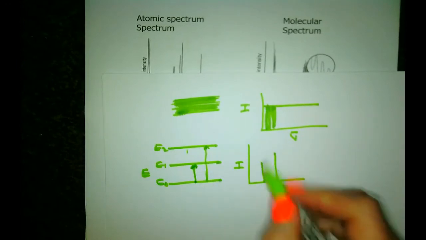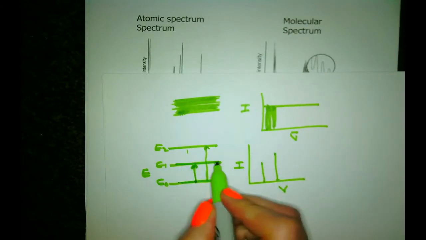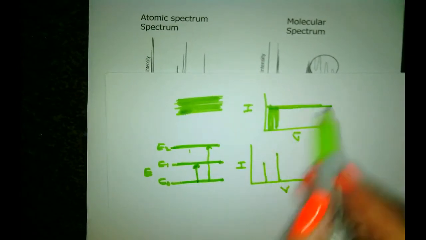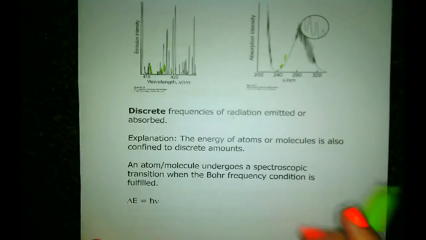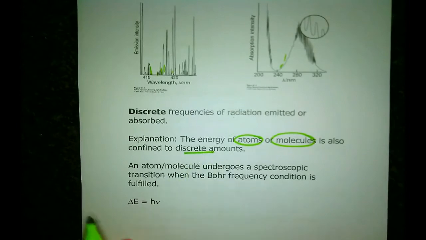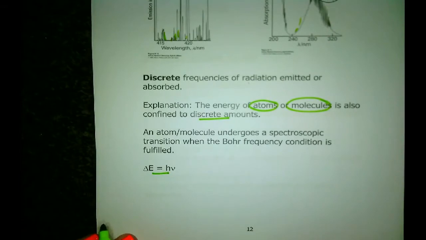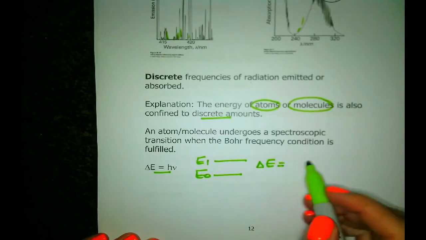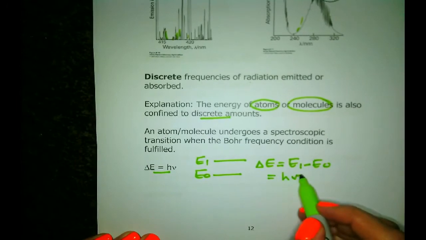So the fact that we see discrete lines in the spectrum, we know from that fact that energy levels are quantized. Otherwise, our spectrum would look like that. So this means that the energy of the atoms and the molecules we are working with is also discrete. Remember the energy difference between two energy levels, E1 minus E0, which is equal to h nu.